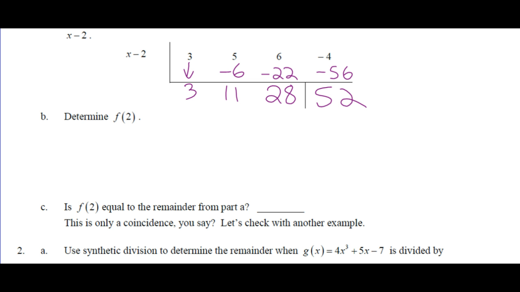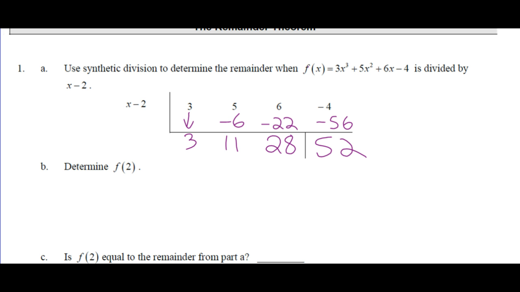52. The quotient, reading it as constant term, x term, x squared, is 3x squared plus 11x plus 28. Okay, we don't need that here. That's not what we're interested in. Determine f of 2. Well, there's f of x, so f of 2 is equal to, all we do is substitute 2 wherever we see an x. So 3 times 2 cubed plus 5 times 2 squared plus 6 times 2 minus 4.